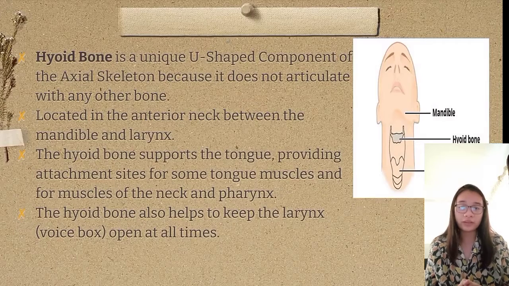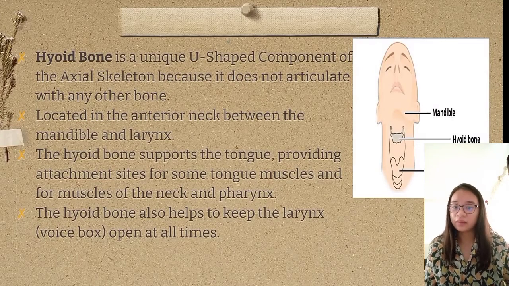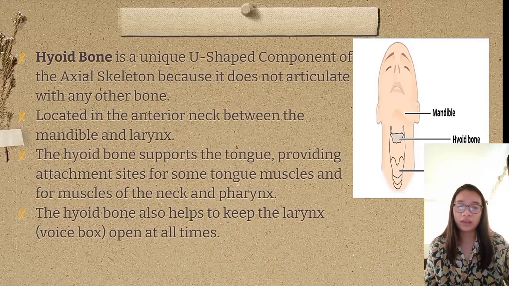This bone supports our tongue. It provides attachment sites for some tongue muscles and for muscles of the neck and pharynx. The hyoid bone also aids to keep the larynx, or the voice box, suspended at all times.